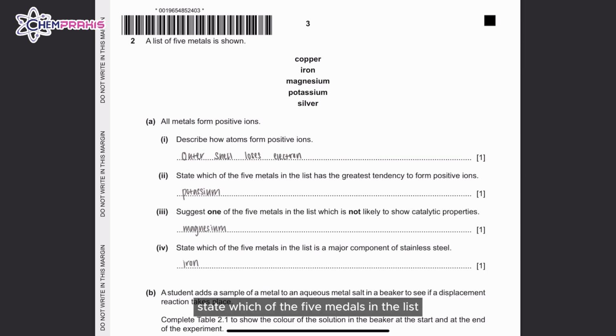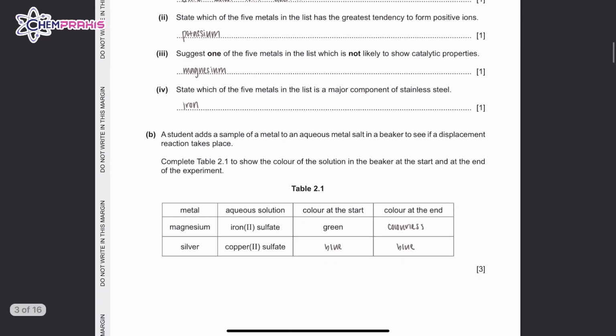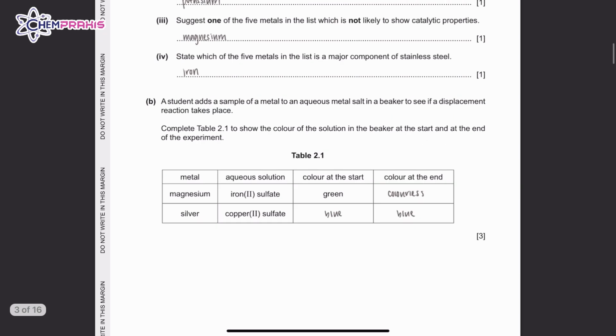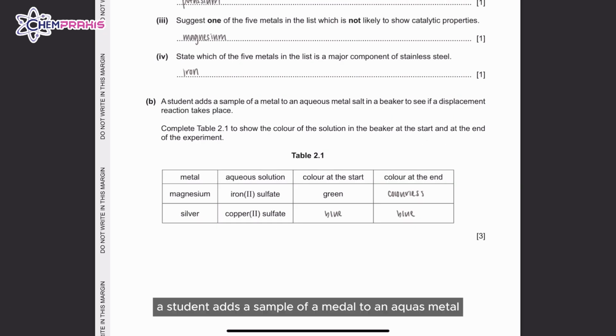State which of the 5 metals in the list is a major component of stainless steel. A major component of stainless steel is iron. Part B. A student adds a sample of a metal to an aqueous metal salt in a beaker to see if a displacement reaction takes place.